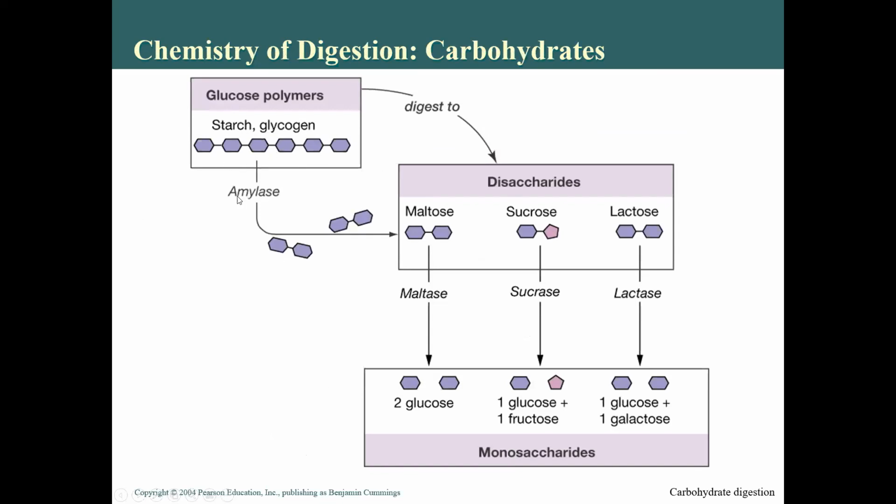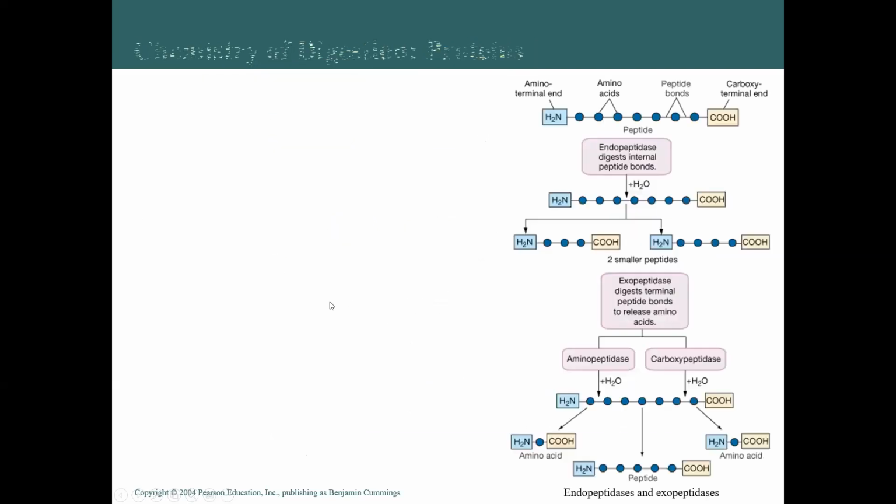All right, so here's the starch glycogen. What we see is when amylase gets a hold of it, we end up with several different types of disaccharides. There's maltose, turns into glucose. There's sucrose, turns into glucose and fructose, and lactose turns into glucose and galactose. So this is carbohydrate digestion.